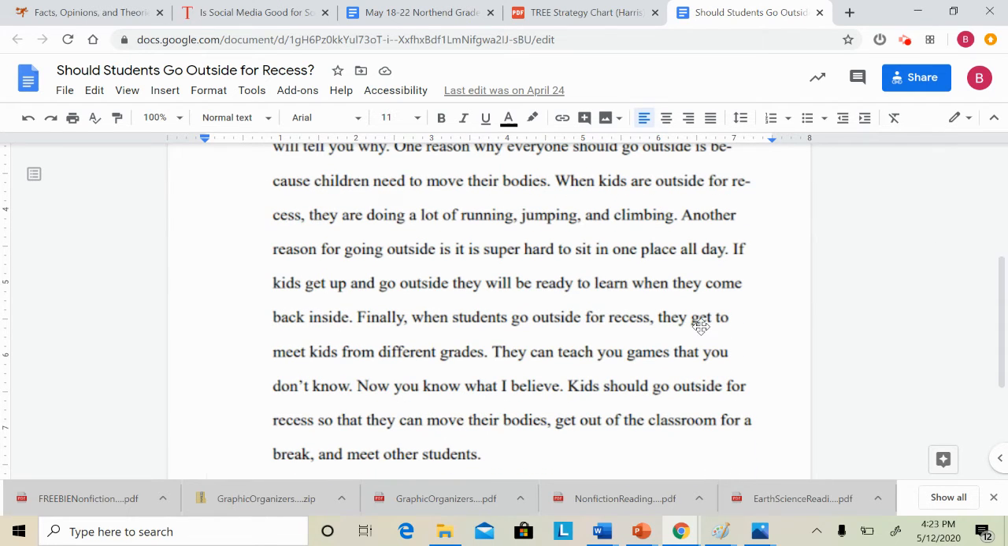"Finally, when students go outside for recess, they get to meet kids from different grades." That's our third reason, and it's entirely different from the other two. It starts with a linking word, "finally," and let's see your example.